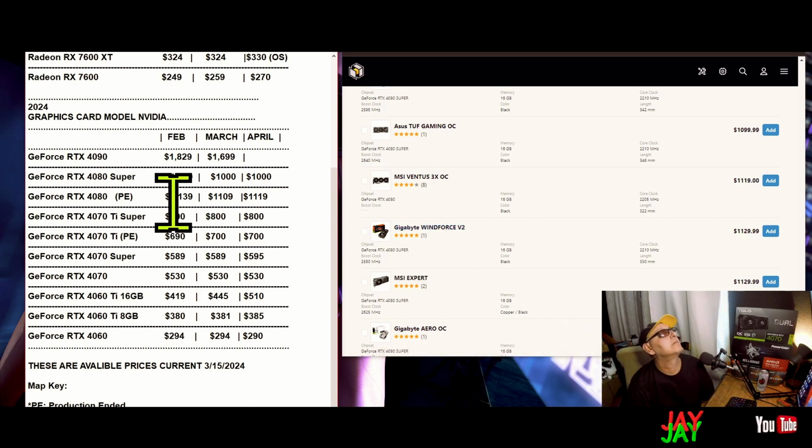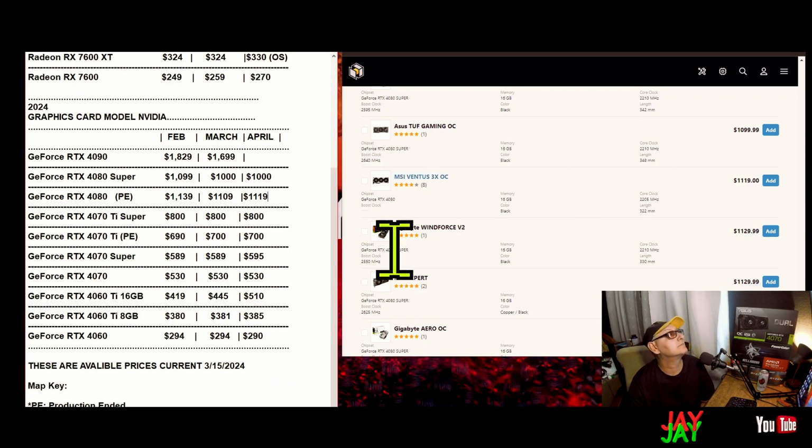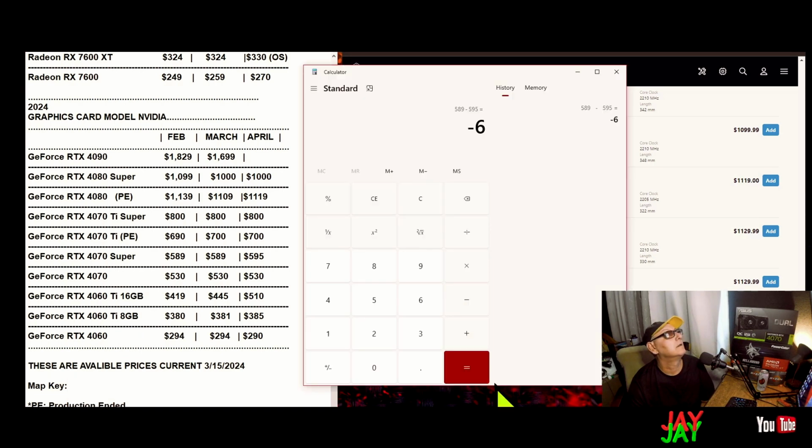So it went up from 1139 in February. Let's get our calculator out and see that. It went from 1139 minus 1109. So basically $30. It dropped from February to March.